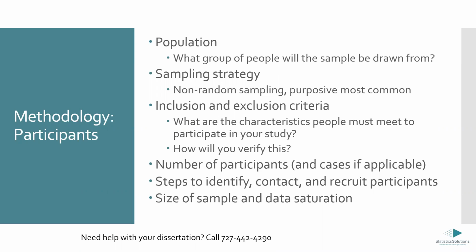Then you want to talk about what your inclusion and exclusion criteria are. So what are those characteristics that people must meet in order to be included in your study? How will you verify that? The exclusion criteria might be anything, and it's not necessarily the opposite of inclusion criteria. So if someone met all of these inclusion criteria, is there anything else that would keep them from being included? Okay, those would be your exclusion criteria.